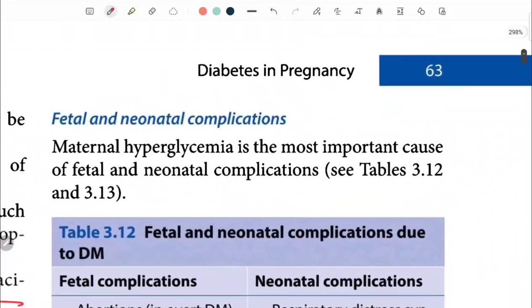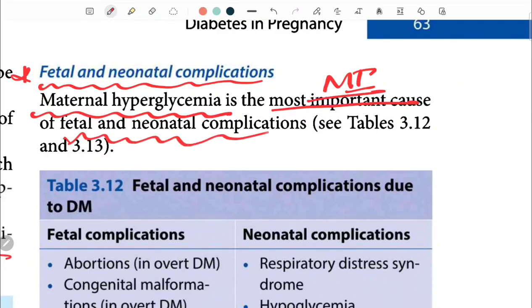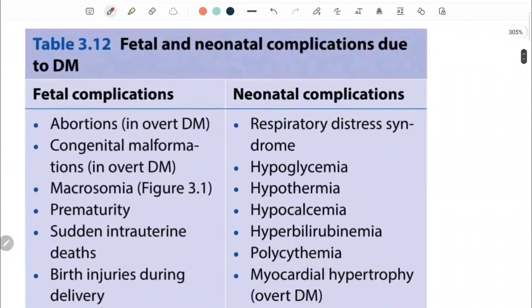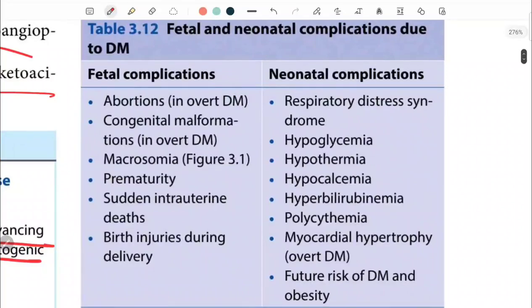So next, moving on to the fetal and neonatal complications. Maternal hyperglycemia is the most important cause for fetal and neonatal complications due to DM. First, let's look at the fetal complications. Second, we'll look at the neonatal complications.